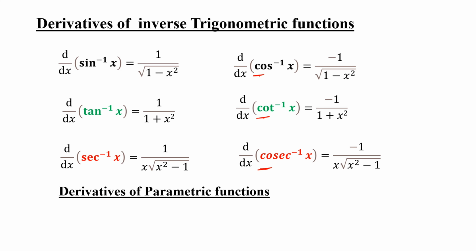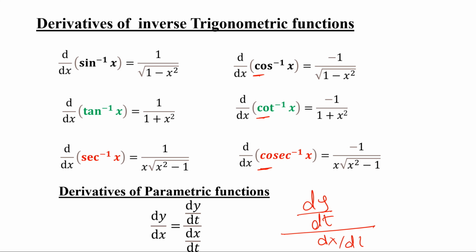Derivatives of parametric functions. If x and y are expressed in terms of some other variable, say t, then dy by dx equals dy by dt, that is the derivative of y with respect to t, divided by dx by dt. So first find the derivative of y with respect to t and of x with respect to t, and then divide both of these to find the derivative.